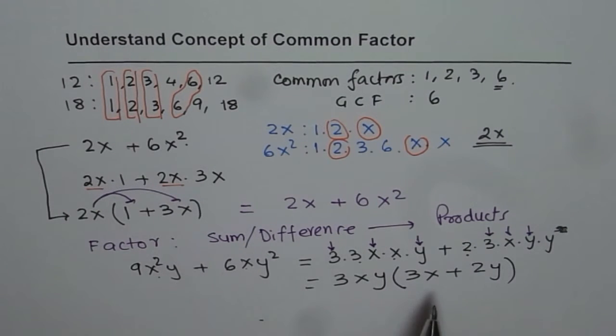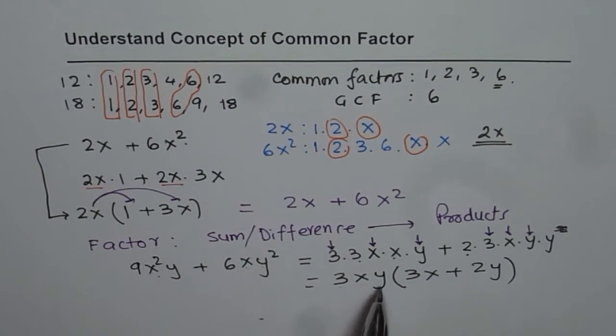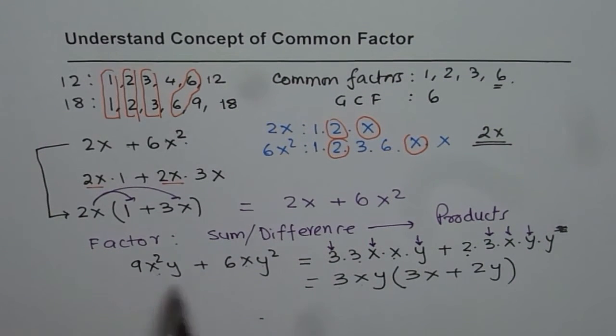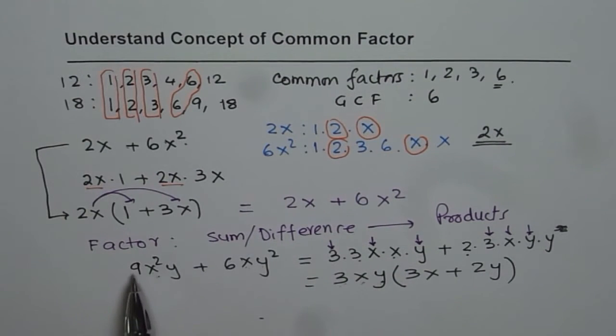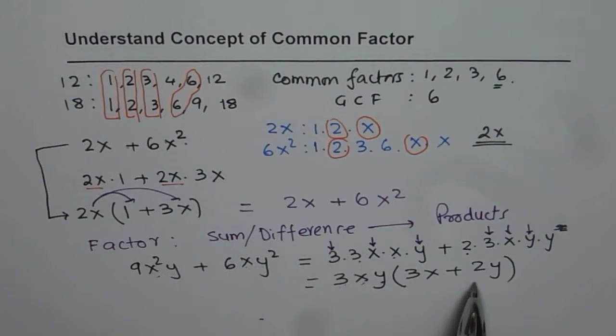Now, as you practice more questions, you could have written directly here, right? Straight from here, we know 3 is a common factor. We can write 3. x is a common factor, x. y is a common factor. And then you divide the first term by 3xy. You'll get 9 divided by 3 is 3, x squared divided by x is x, y divided by y is 1, so you get 3x. And then 6xy squared divided by 3xy, 6 divided by 3 is 2, x divided by x is 1, y squared divided by y is y. So you get your term. I hope the process and the steps are clear to you.